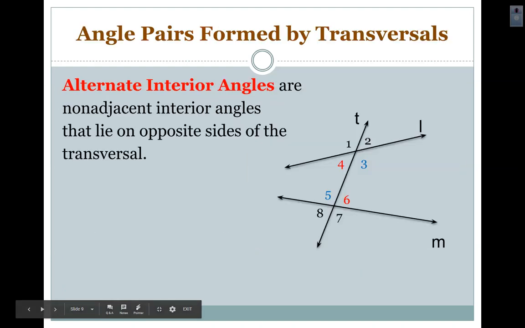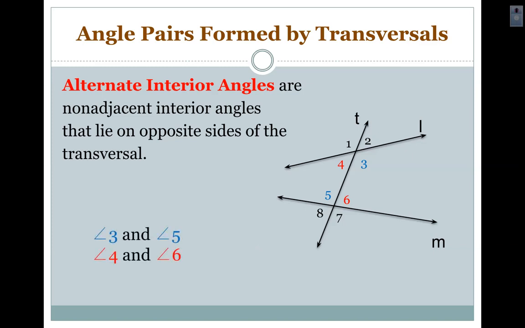So let's look at our first set of special angle pairs. First one is alternate interior angles. These are non-adjacent interior angles that lie on opposite sides of the transversal. The first word refers to how they relate to the transversal, alternating sides, like opposite sides. Interior refers to how they relate to the 2 lines. So 3 and 5 would be examples of alternate interior angles, same with 4 and 6. So these are our 2 sets of alternate interior angles.